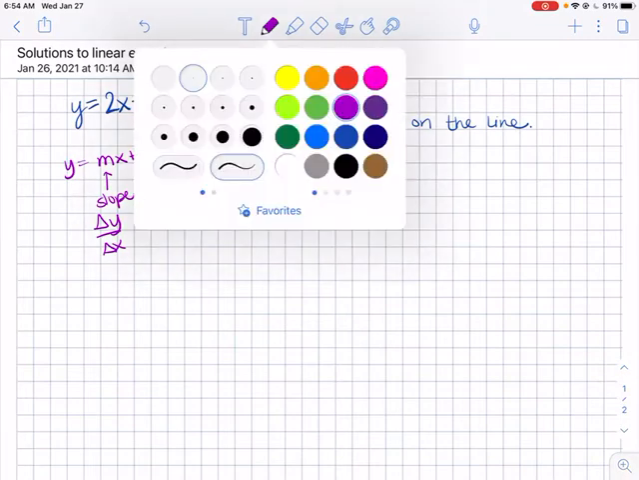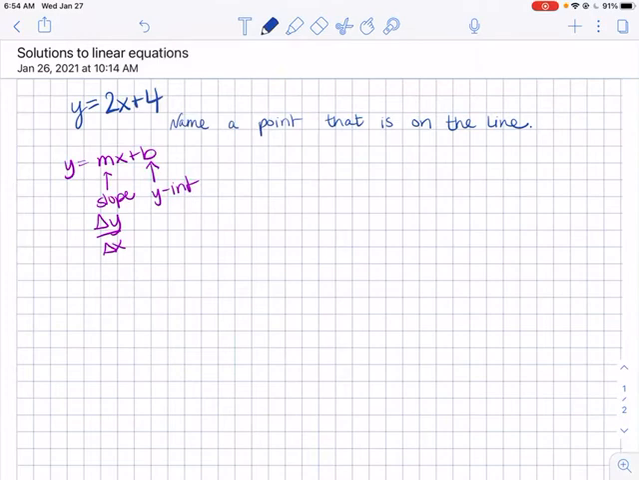So if you know y equals mx plus b, you know how to graph this equation in just a couple steps. So I'm going to draw a graph. And this is y equals 2x plus 4. So the y-intercept is 4. I'm going to graph that first. And 4 is where it crosses the y-axis. That's why it's called the y-intercept.